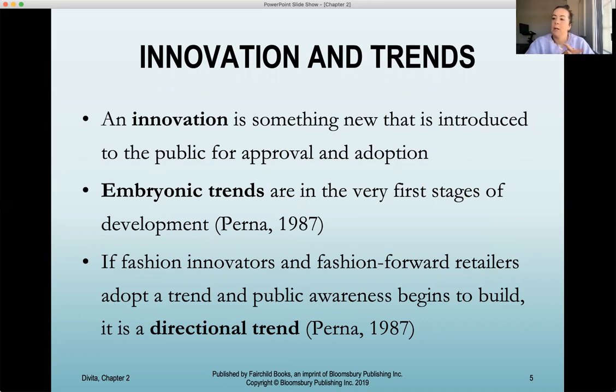Embryonic trends. These are the very first stages in the development of an innovation. If fashion innovators and fashion forward retailers adopt a trend, and then the public starts to become aware of it and they start to accept it, this is called a directional trend. So essentially, the retailers and the innovators are adopting it on purpose, and then that is trickling down to the public.